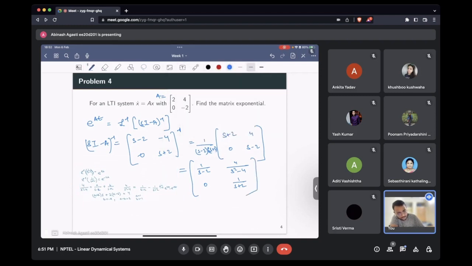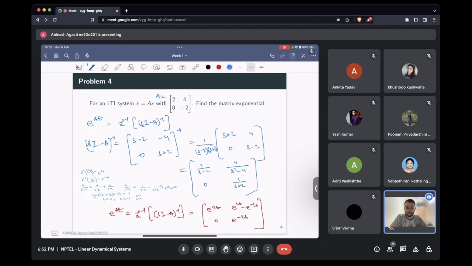So we have this, and then e to the power At, which is the Laplace inverse of this matrix SI minus A inverse, is given by e to the power 2t, e to the power 2t minus e to the power minus 2t in the top row, and 0, e to the power minus 2t in the bottom row. Okay, is this clear? Yeah.